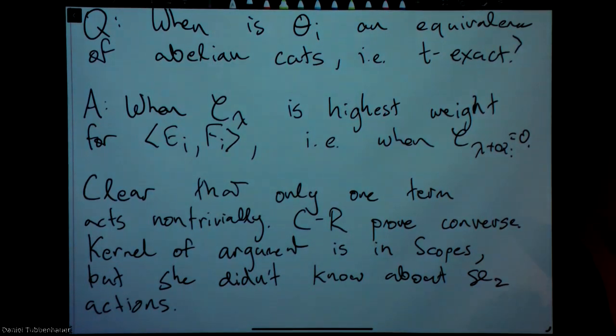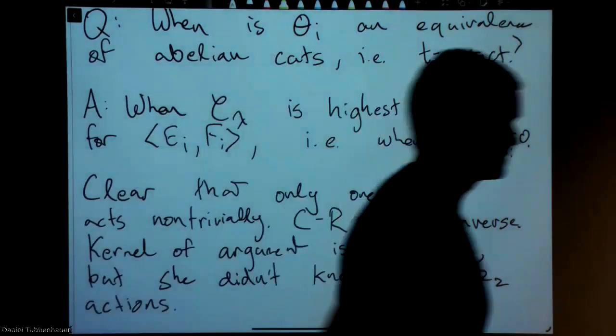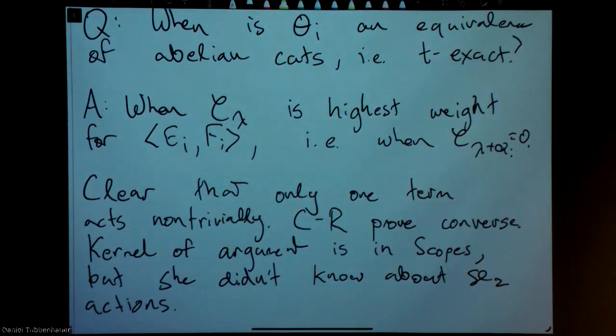So I'm going to get an equivalence of abelian categories. Theta_i is going to be an exact functor on abelian categories, so on derived categories we can call it t-exact, if, when I look at my lambda weight space, I look at the action of E_i and F_i on all the vectors in the space.